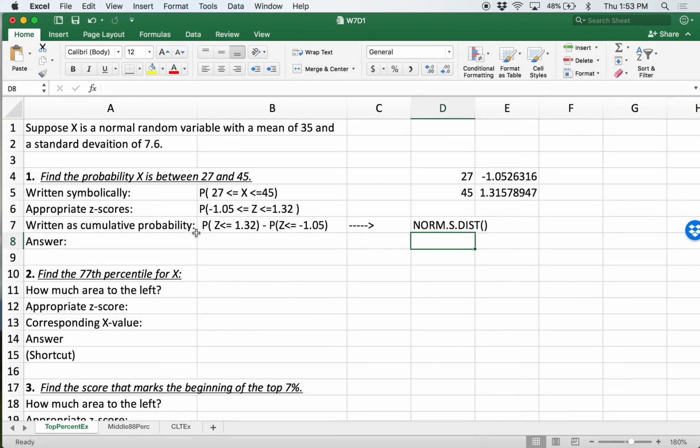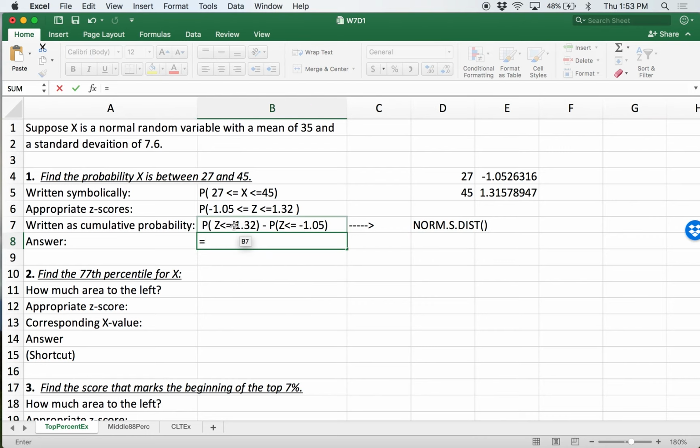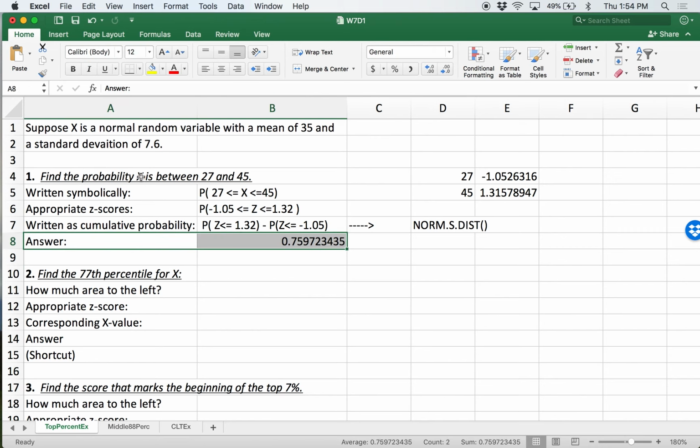a norm.s.dist command. So for the first one, z being less than 1.32, we would do norm.s.dist. We use the .s because we're talking about the z distribution. 1.32 comes first, and then our cumulative argument is always true. Minus. Now we have a norm.s.dist command for the second one, negative 1.05, and again, the cumulative argument is always true. When we hit enter here, this will be the probability that a random score falls between 27 and 45, assuming that those scores have this normal distribution.